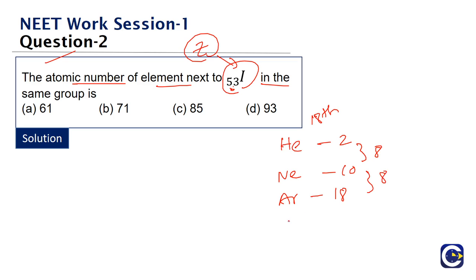Then after argon we'll get krypton. So the krypton atomic number will be 36. The gap will be 18. So after krypton we'll be having xenon, atomic number 54. Gap will be 18. After xenon we'll have radon. So radon atomic number 86. The gap will be 32.